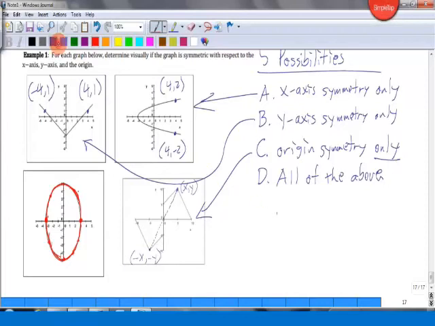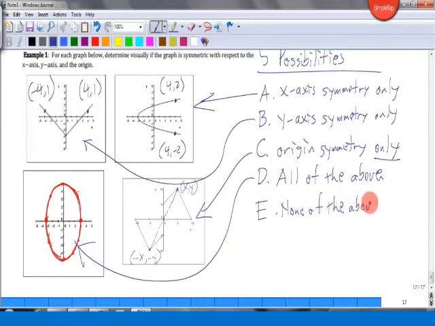And the fifth and final possibility is none of the above. It's pretty easy to sketch a graph with none of these three specific types of symmetry, just some random scribbles, and chances are it's not going to have x-axis symmetry, y-axis symmetry, or origin symmetry. So I want to keep these in mind.